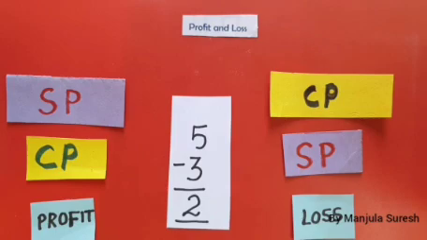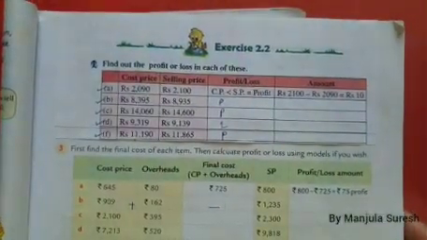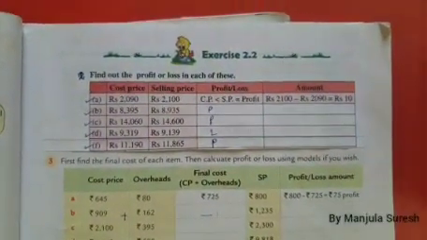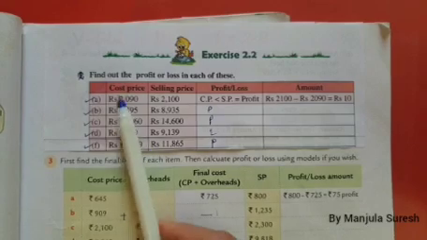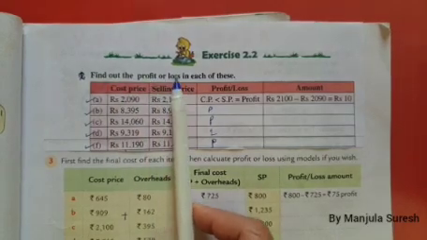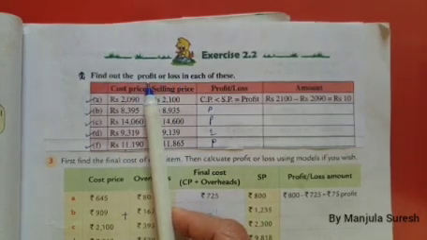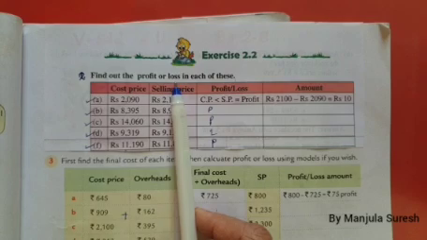Okay. Now let me do the exercise. First, we are going to do 2.2, question number 1. You can see here, find out profit or loss. Means either profit or loss will happen in each case. Both together will not happen.